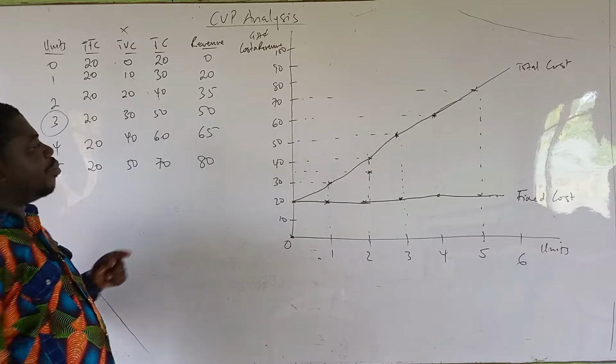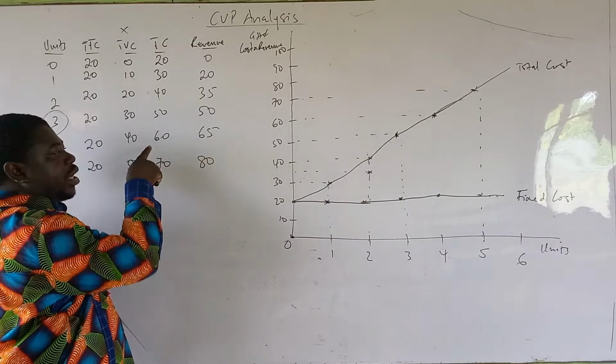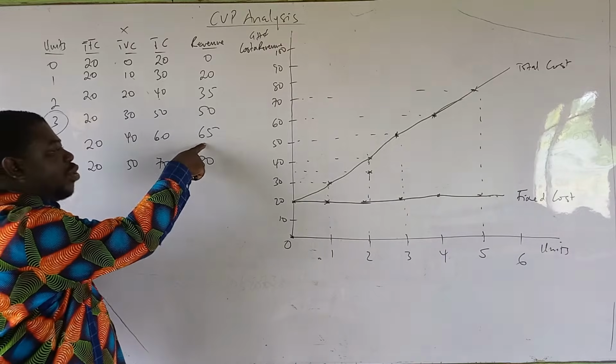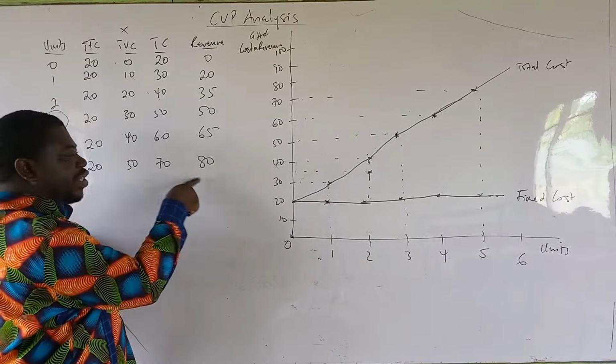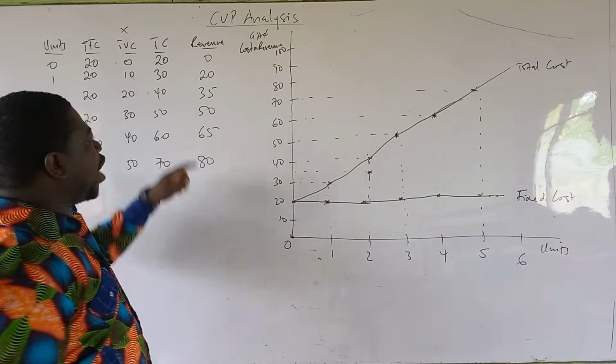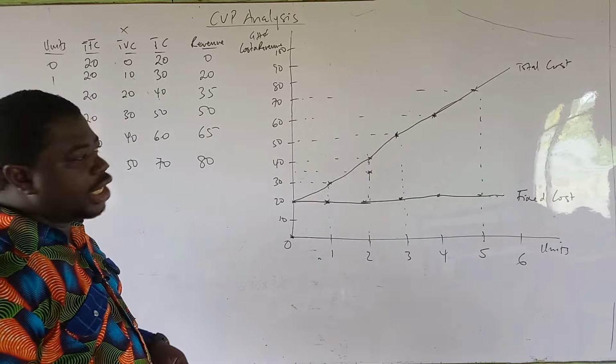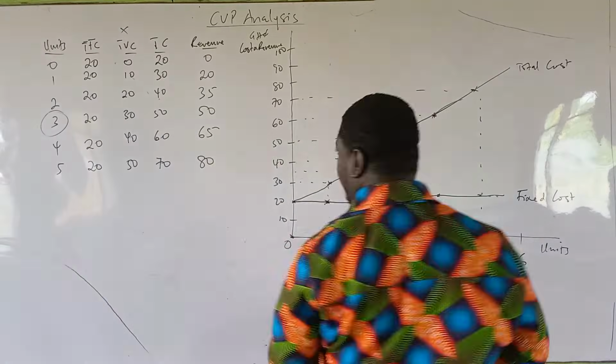Then after the break-even point, you see that we started making profit. Where the cost was 60, we got revenue of 65. Where the cost was 70, we had revenue of 80. So right after the break-even point, you start making your profit. Now, we have done plotting that.